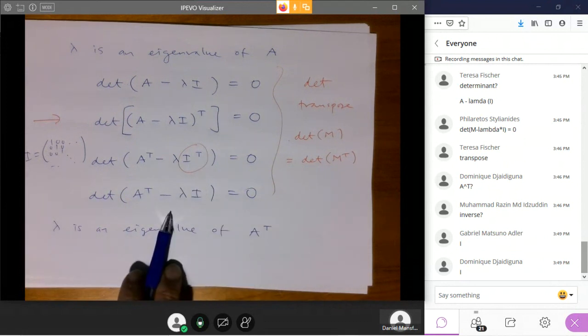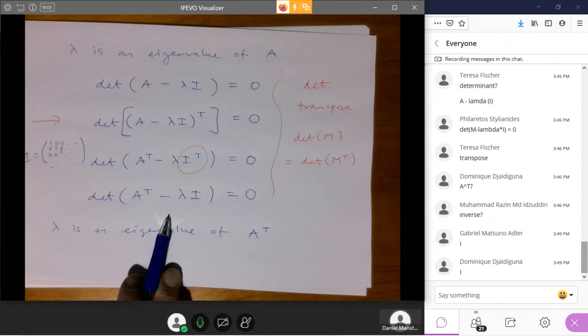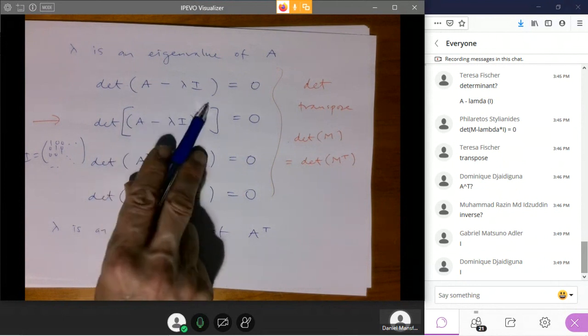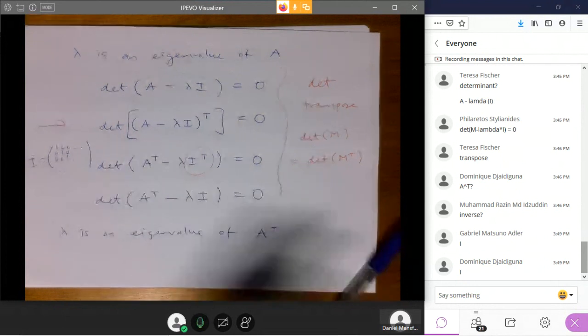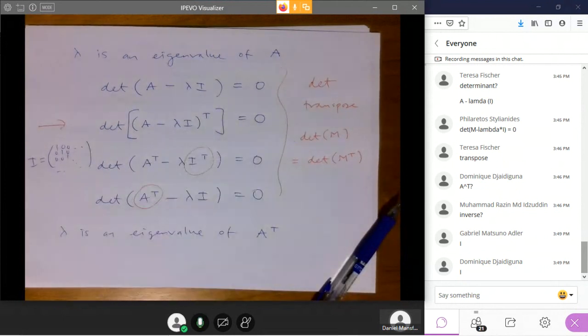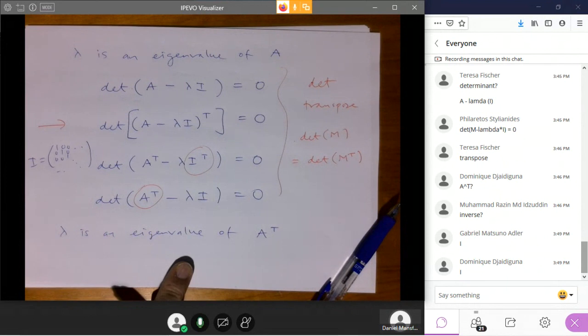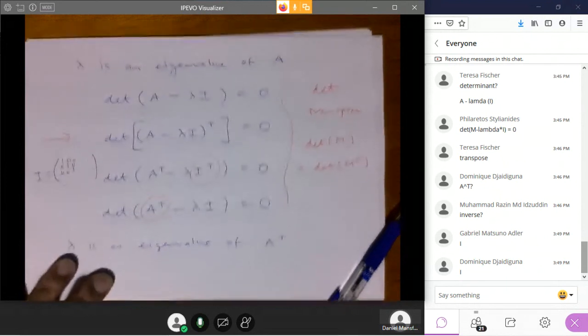And now what is this equation here telling us? That's exactly what we started with. Lambda is an eigenvalue of A. Exactly the same, except now we've got A transpose instead of A. So this is telling us lambda is an eigenvalue of A transpose, and that's exactly what we wanted. Okay, any questions on this one?